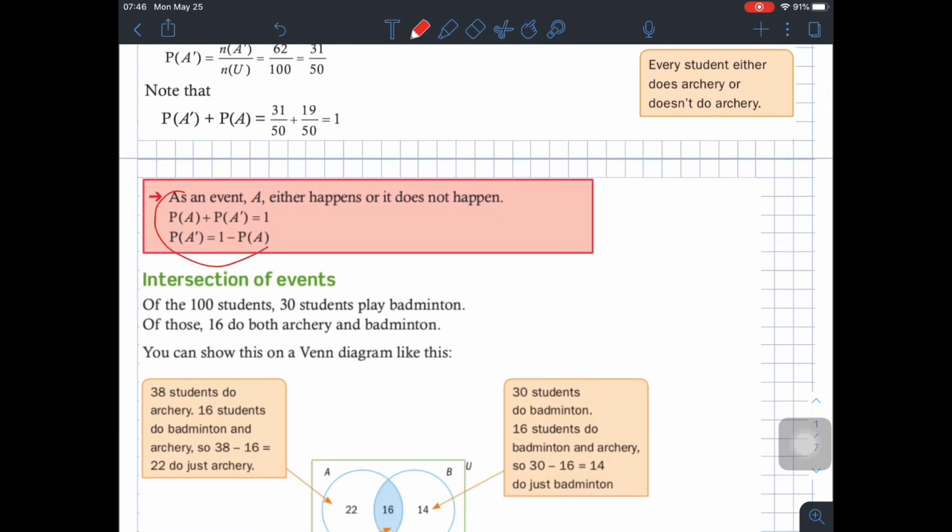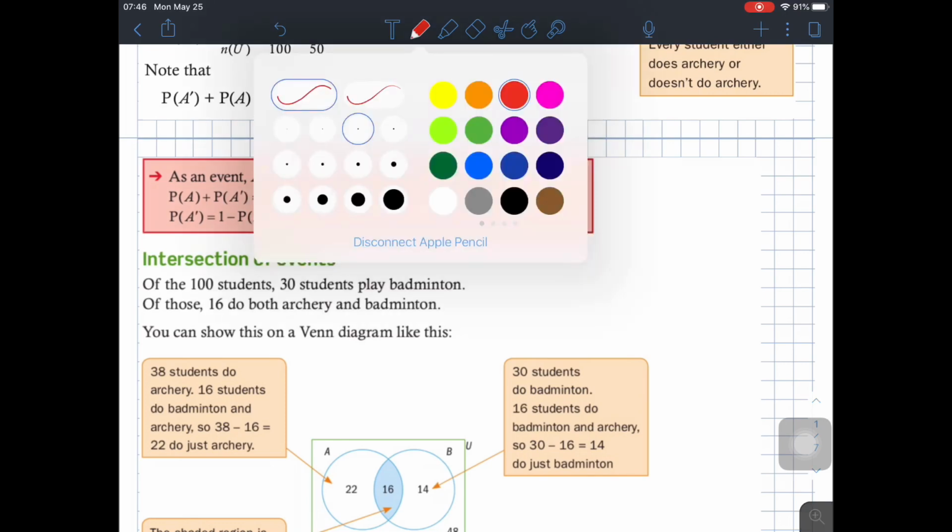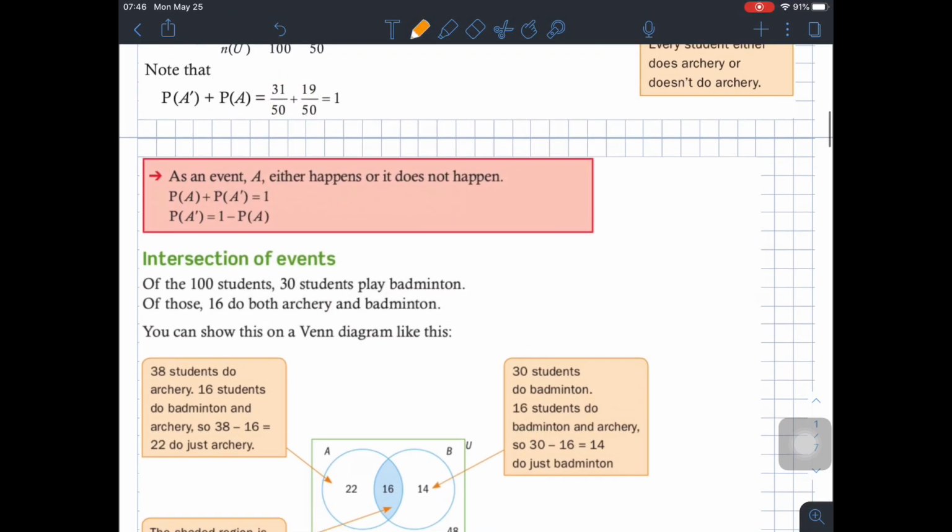Okay, so this is where the formula for complementary event comes from. It says, as an event A either happens or it does not happen, right? So the probability of A plus the probability of not A should always be equal to 100%. So if we solve for the complement of A, we would say the probability of the complement of A is 1 minus the probability of A, right? In case you don't remember this, which is very simple, this is a formula. This is in the formula booklet, right?